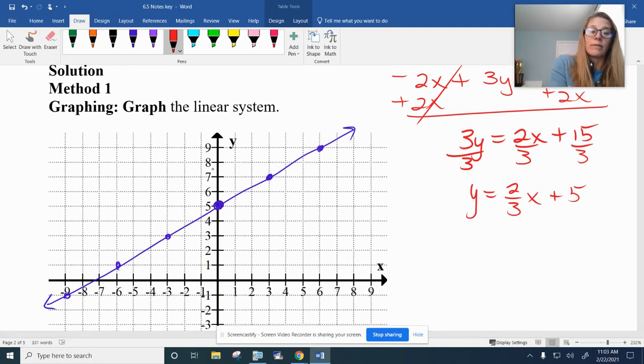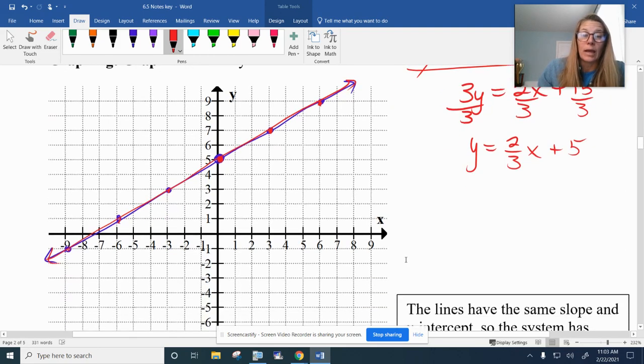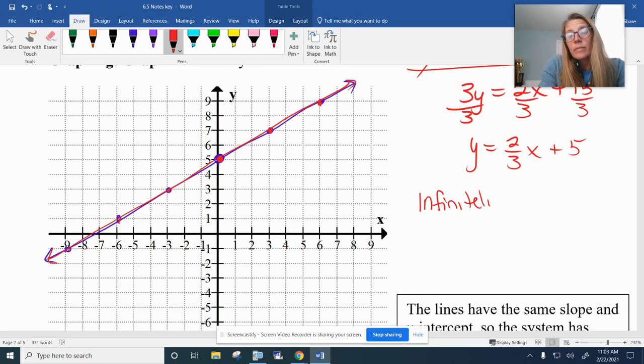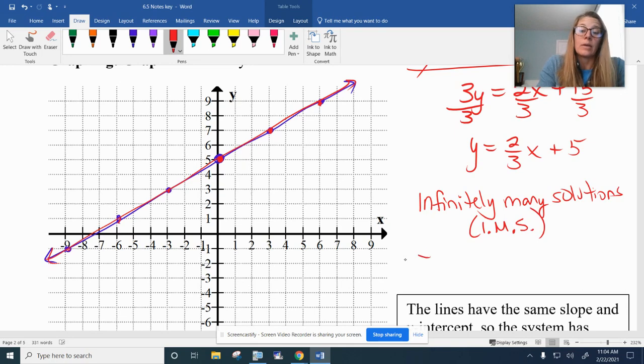And I'll notice if I graph it, I begin at the 5 and then I'm going up 2/3, up 2/3. I'm ending up on all the same points. So you can see that it's going to be the same line again. So in this situation, if both of my lines are graphing through all the same points, this means that I have infinitely many solutions. And I usually just write the abbreviation IMS. And that means that my lines are coinciding.